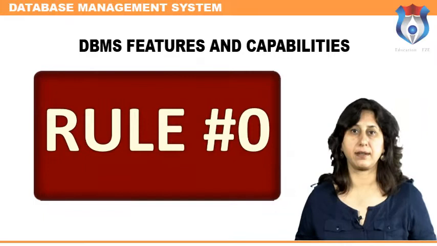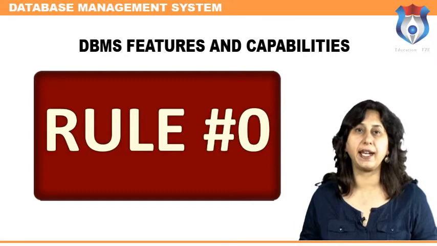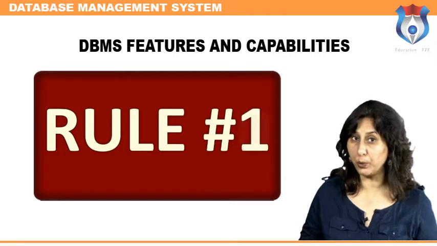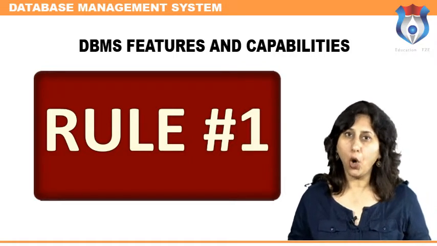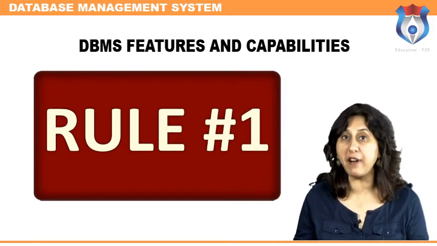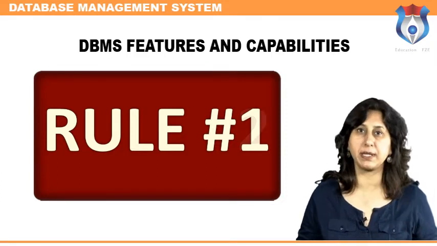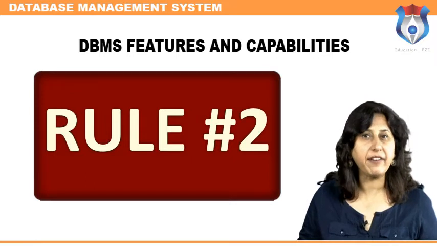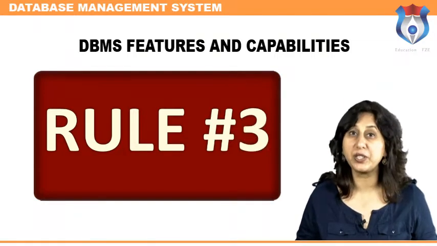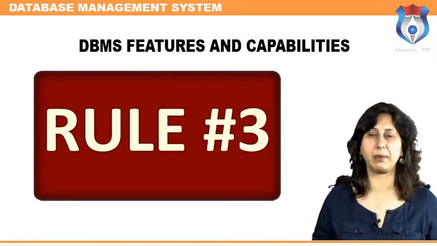Rules of DBMS. Rule 0. The system must qualify as relational, as a database, and as a management system. Rule 1. The information rule. All information in the database is to be represented in one and only one way, namely by values in column positions within rows of tables. Rule 2. The guaranteed access rule. All data must be accessible.